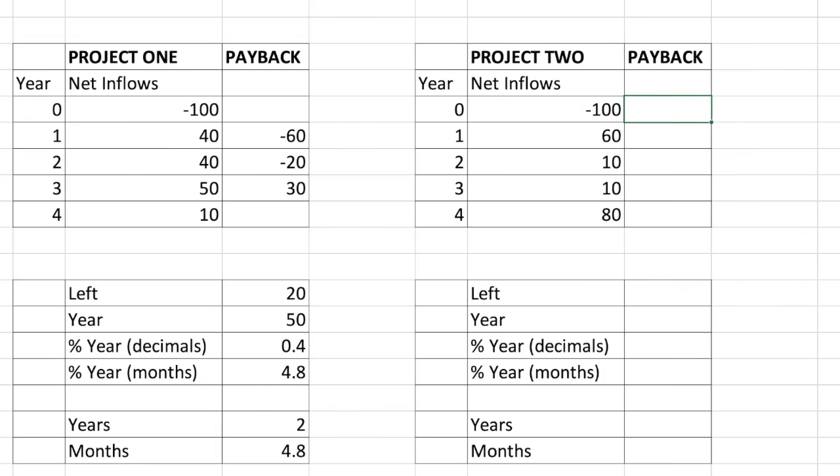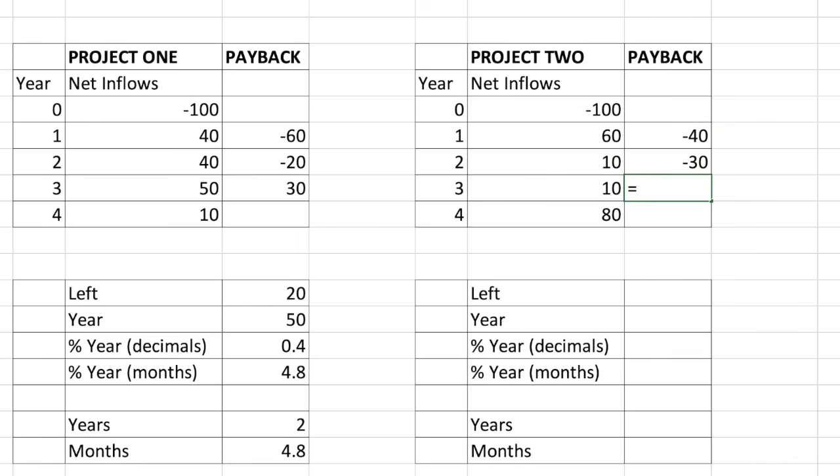So we can see here, year 0, net inflows of minus 100, and then we will take the minus 100, we will add on the 60 that we got in inflows, takes us to minus 40, got 40 left to pay. Then we got 10, not a very good year 2, we got 10 there. So 10 plus minus 40 is minus 30.